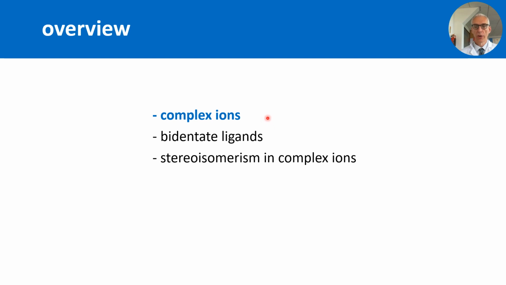So we'll start with a general description of the chemistry of complex ions, move on to types of ligands, bidentate, monodentate, and then the occurrence of stereoisomerism in complex ions.